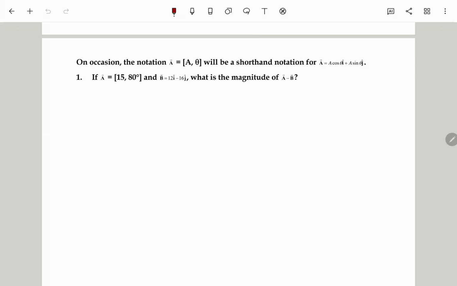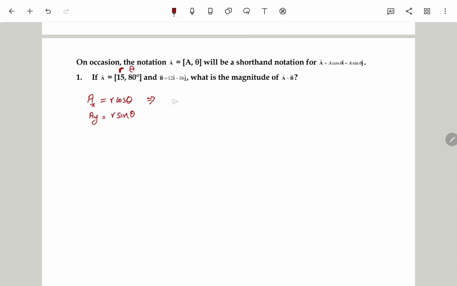If A equals 15 and 80 degrees and B equals 12i minus 16j, what is the magnitude of A minus B? As we can see here, A is in polar coordinates, so this is R and this is theta. Since A is in polar and B in Cartesian coordinates, we have to convert A into Cartesian coordinates. So Ax equals R cosine theta and Ay equals R sine theta, with R equal to 15 and theta equal to 80.